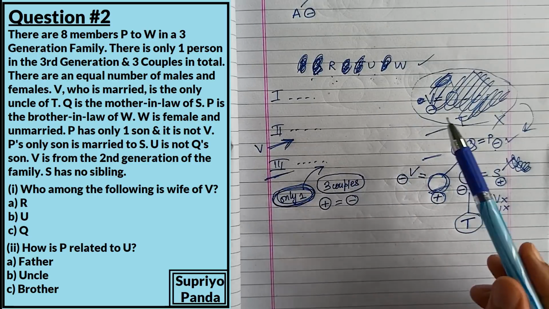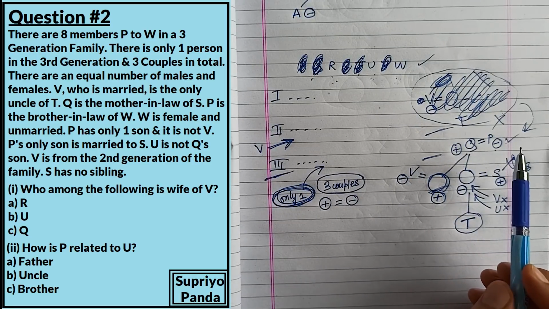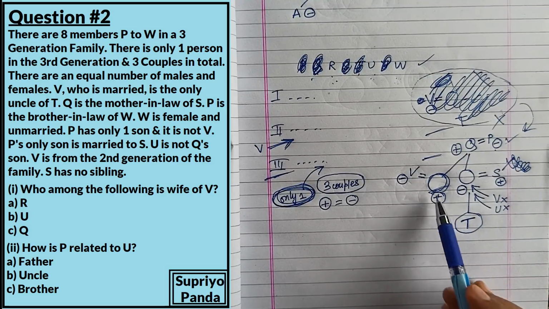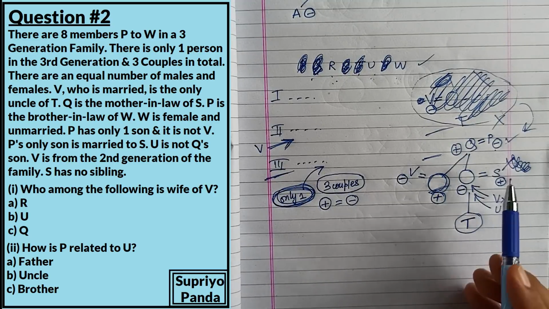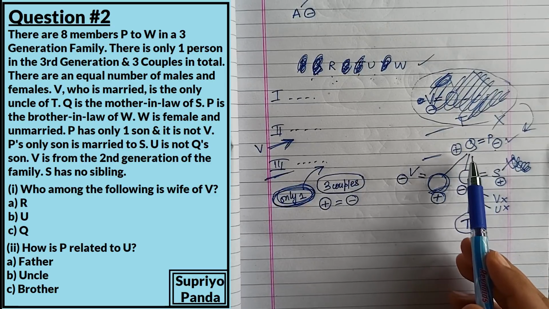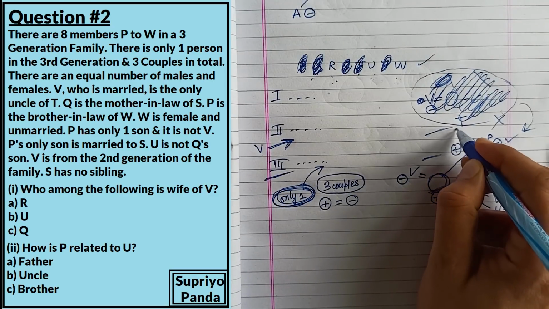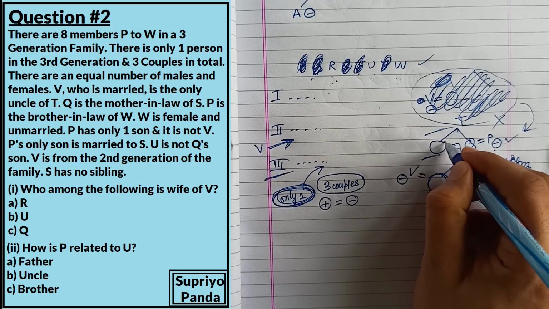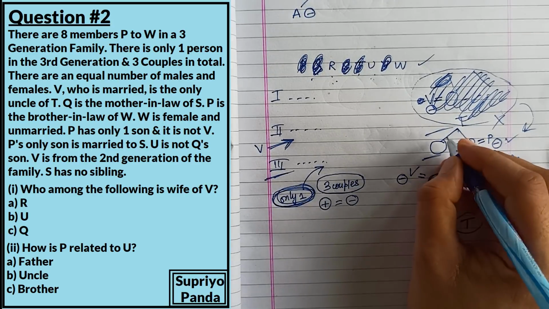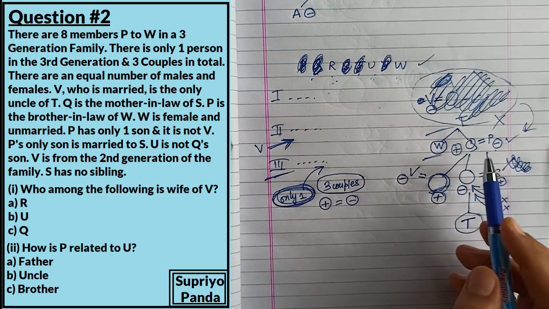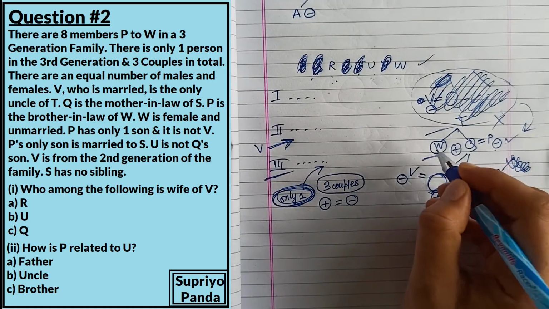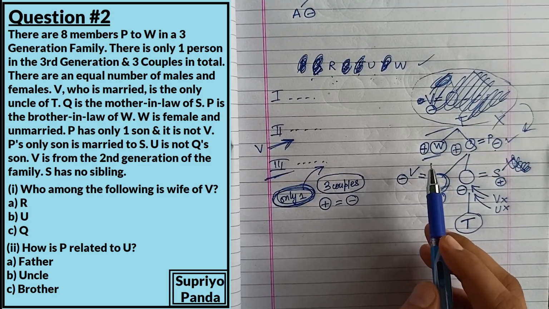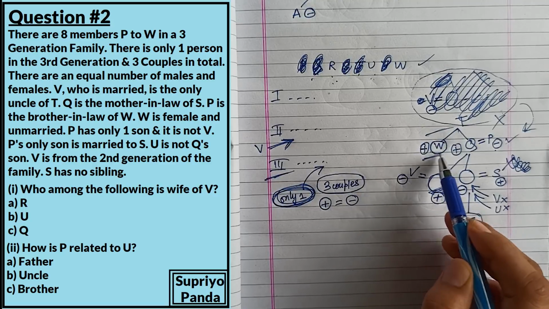Fine, interesting. Now let us read the question another time. So V, who is married, is the only uncle of T. Fine, we have actually placed this, no problem. Q is the mother-in-law of S. Okay, we also placed this. P is the brother-in-law of W. Fine. So this means that Q must be having somebody over here. Okay, so this is W over here. Now the next line read, so in the next line, W is female and unmarried. Okay, so W is female and W is unmarried. So there is no husband here that is coming into play.